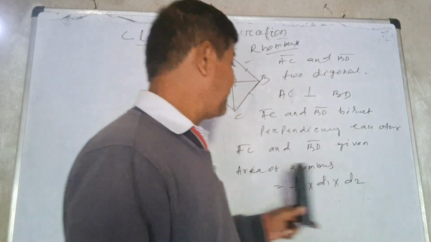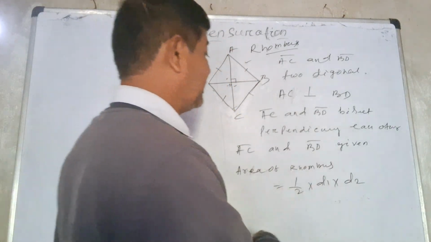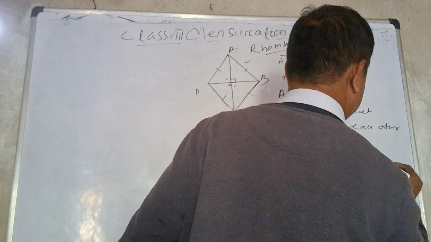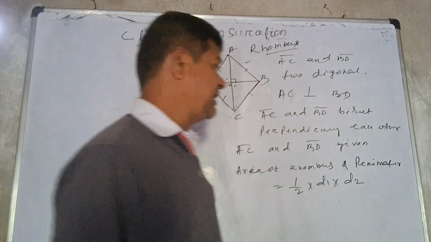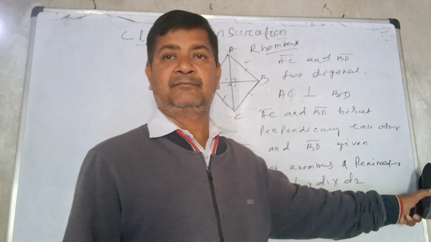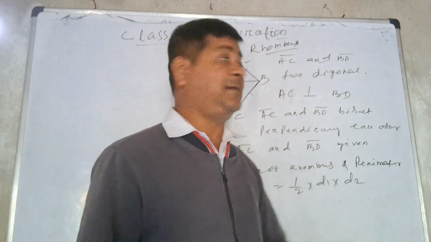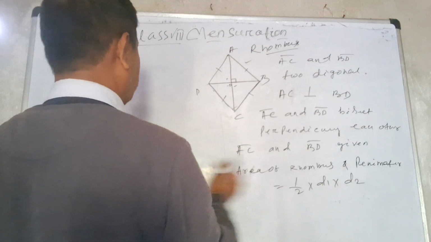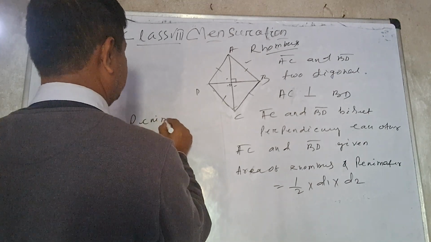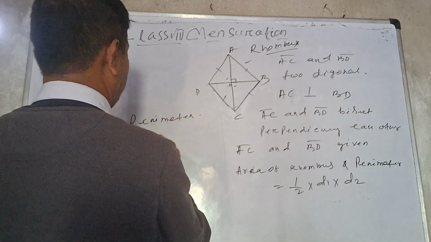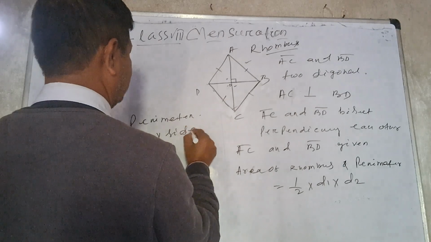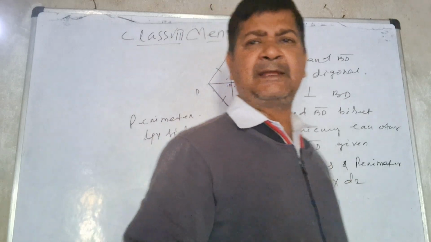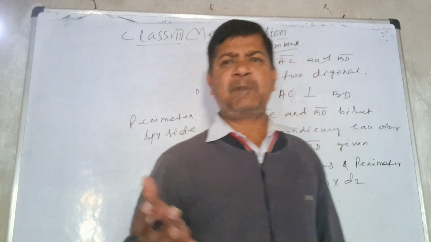But d1 and d2 are given, and area of rhombus and perimeter are asked. Area is asked, perimeter is also asked. Then what is the perimeter of the rhombus? Though all four sides are equal, perimeter will be 4 into side. But the side is not given. How can you find the perimeter?